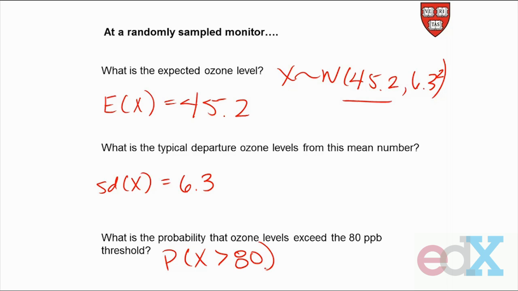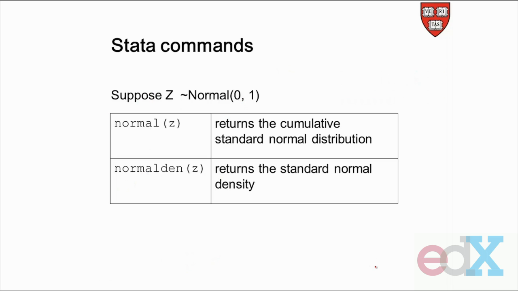To perform this calculation, we don't know how to do this analytically. It's a complicated problem. You're going to have to use Stata. So in Stata, there's two commands that we can use to calculate values for the normal distribution. The one that you're going to use is this normal command, and what it does is it returns the cumulative standard normal distribution. So it's going to calculate the probability that z is less than little z for some value little z that you specify.